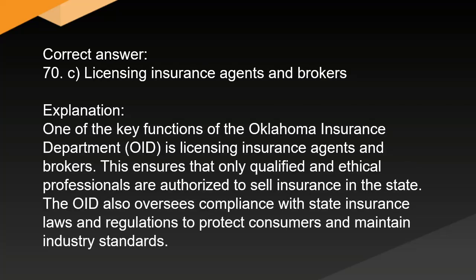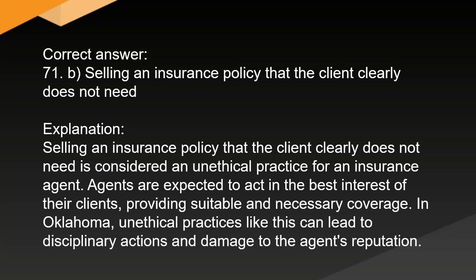Correct answer. C. Licensing insurance agents and brokers. Explanation. One of the key functions of the Oklahoma Insurance Department, OID, is licensing insurance agents and brokers. This ensures that only qualified and ethical professionals are authorized to sell insurance in the state. The OID also oversees compliance with state insurance laws and regulations to protect consumers and maintain industry standards.